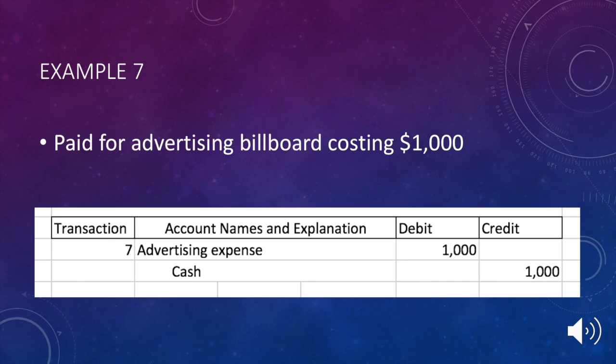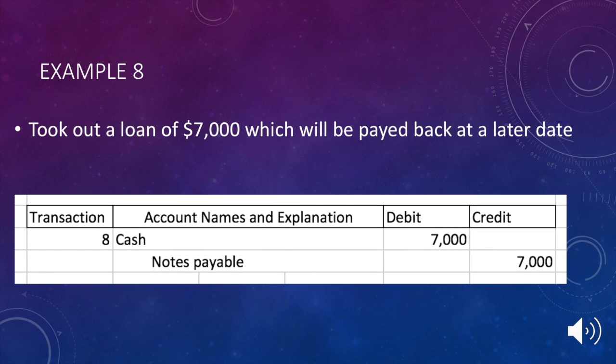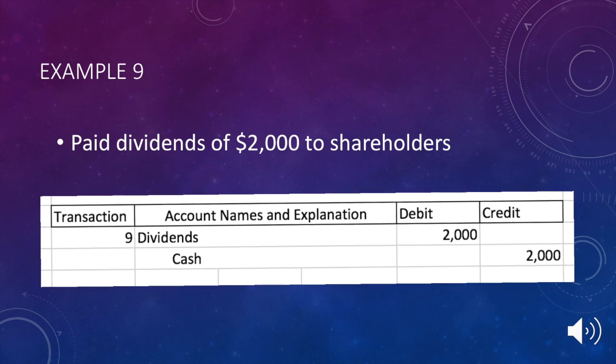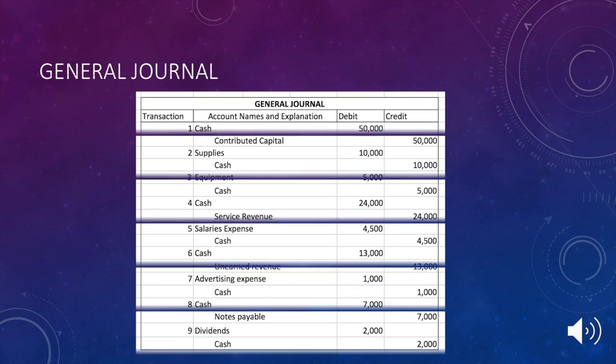Advertising costs are debited as they are rising and cash is used to purchase it and thus is credited. A loan: they receive cash of $7,000, which is debited, and notes payable is credited as a liability is increasing. Dividends paid is a debit as it is equity, and cash is credited $2,000.